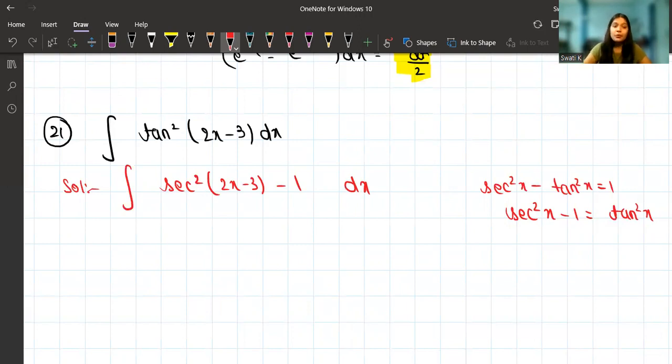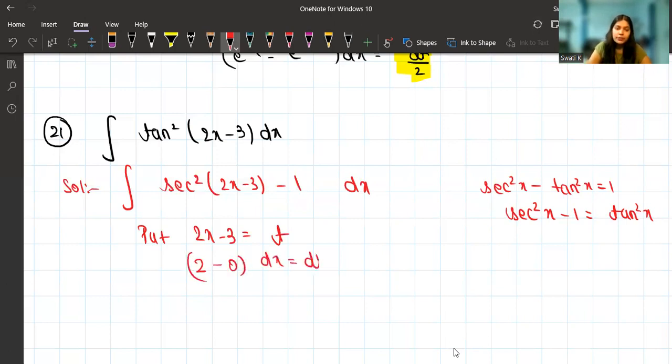Now, what are we going to substitute here? We are going to simply put 2x minus 3 as t. So if 2x minus 3 is t, that means this will become 2. Derivative of x with respect to x is 1, minus this is 0 only, and then of course dx is equal to dt. So it is simply going to become dx equals dt upon 2.